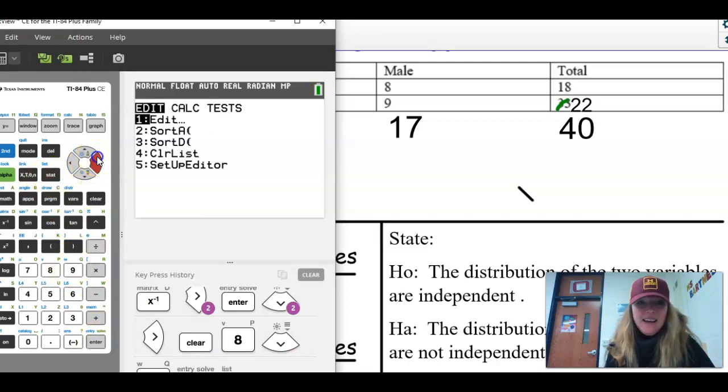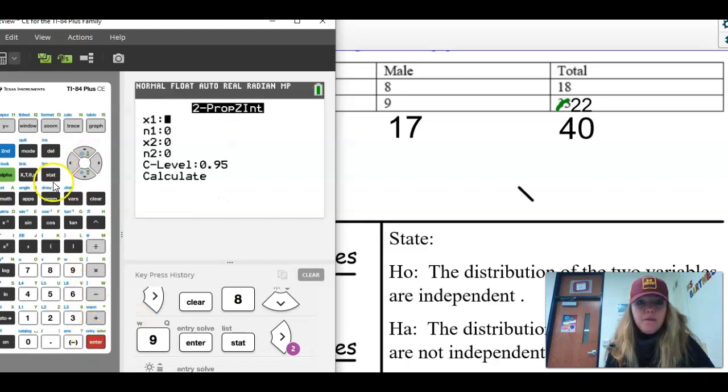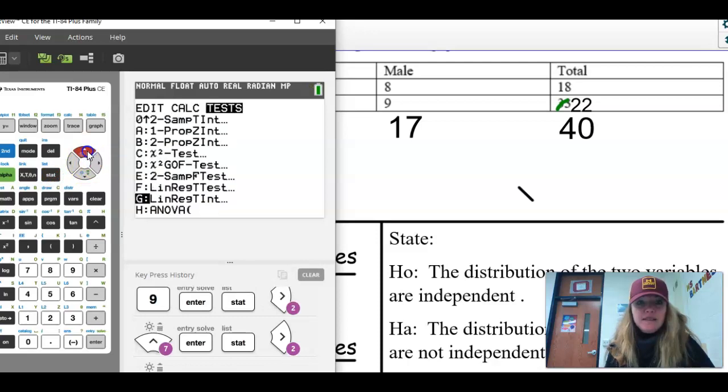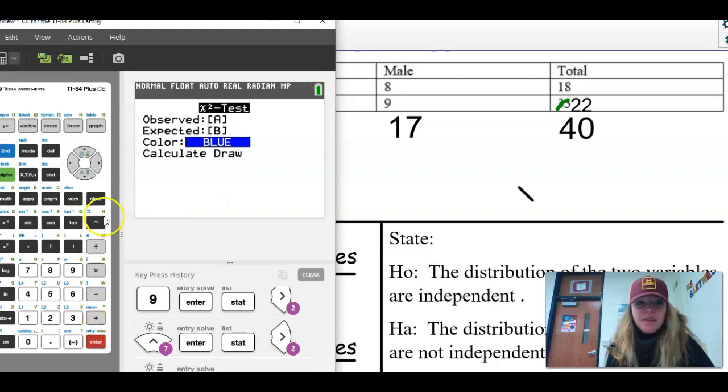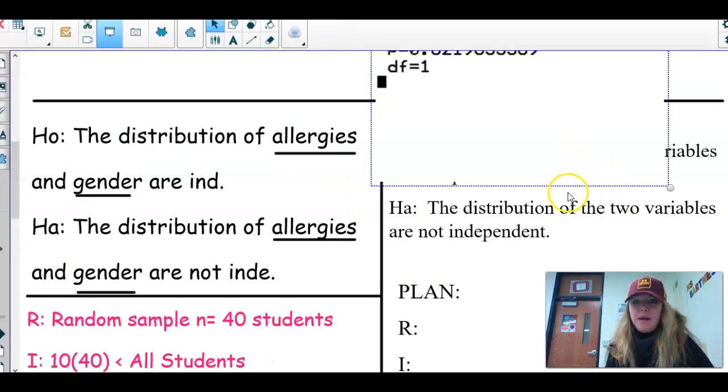So stat, arrow over to test. I'm gonna scroll up. What am I doing? Forgive me. There we go, chi-square test. I'm gonna go down, I'm gonna calculate, and that seems like still a very big p-value. But we know that we entered it in right, so we're gonna stick with it and go from there.